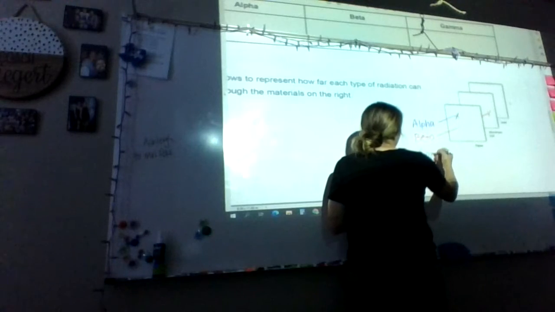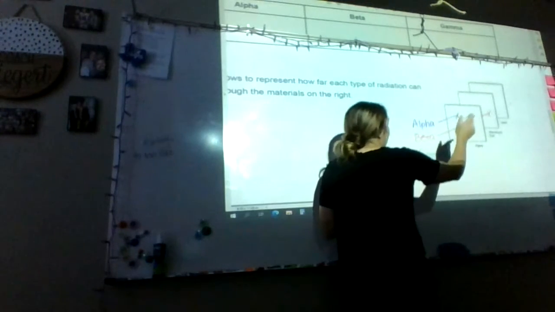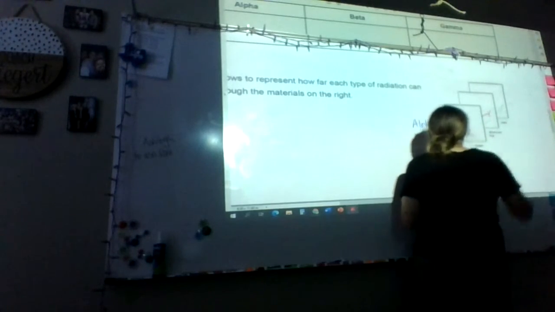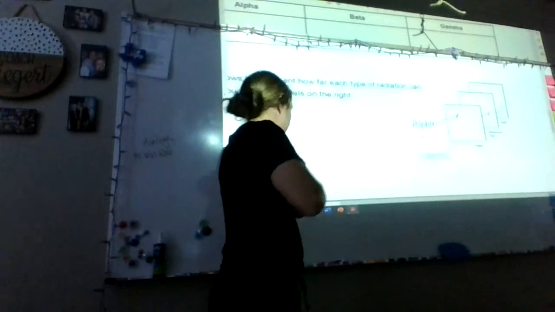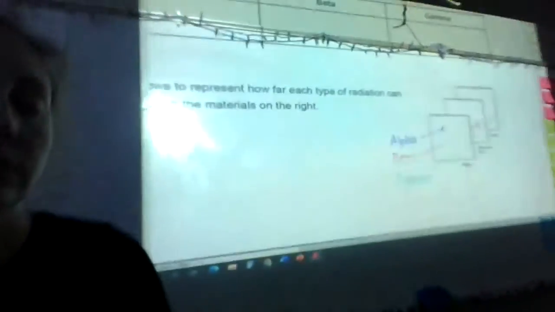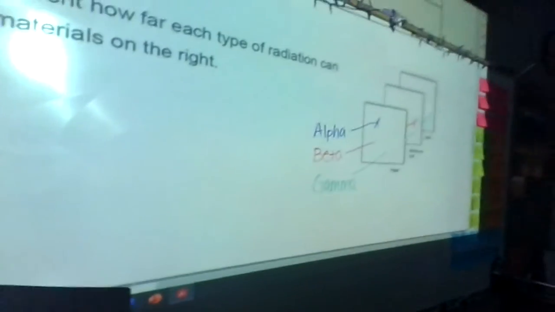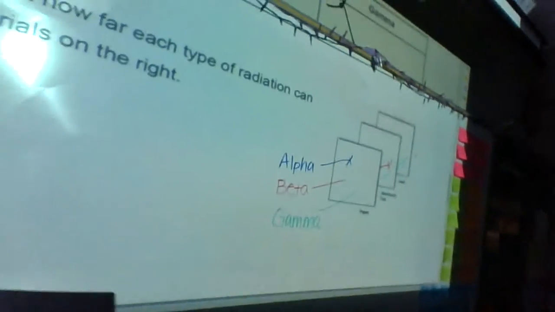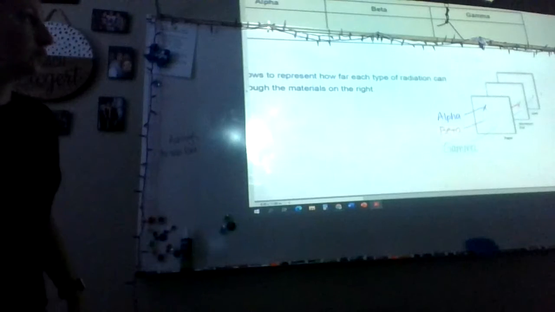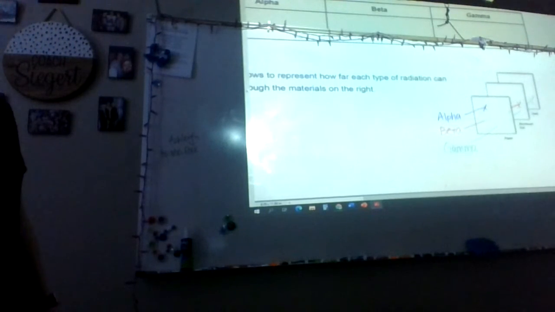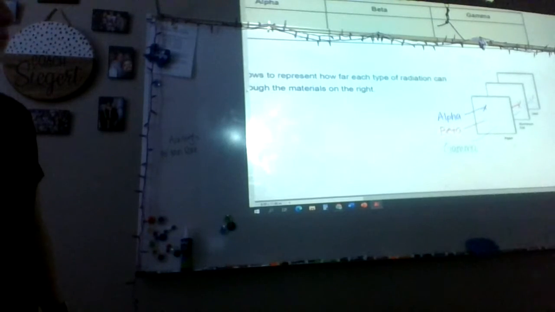And where's gamma going to go? To the lead. All the way to the lead. So it's going to go through that, and stop by lead. Just like that. Now, on the test tomorrow, you're not going to have to draw anything, okay? It's all multiple choice and stuff. But if you can just remember what each of those is stopped by, you're going to be in good shape.